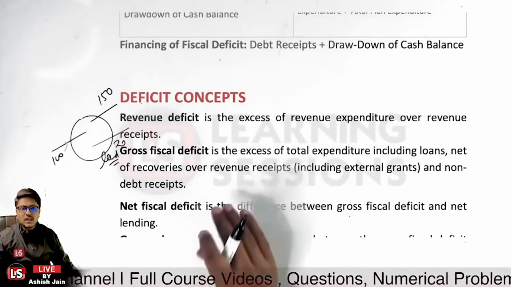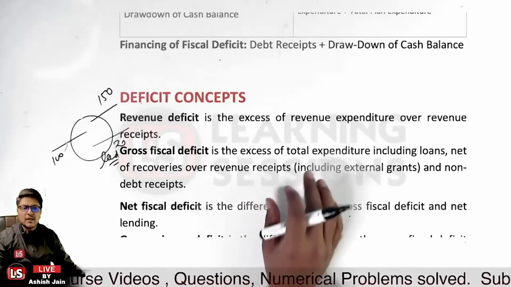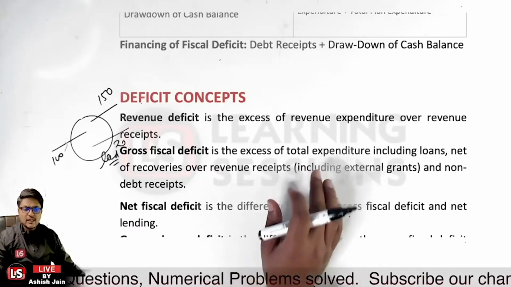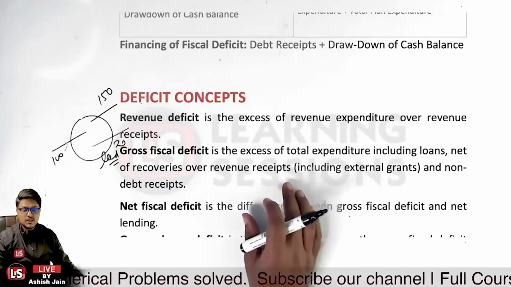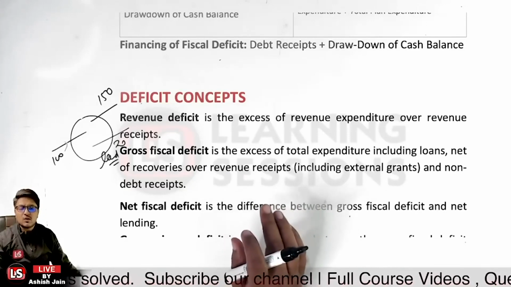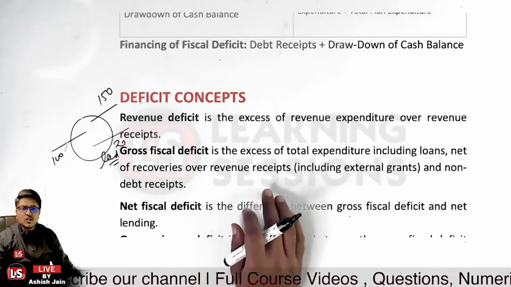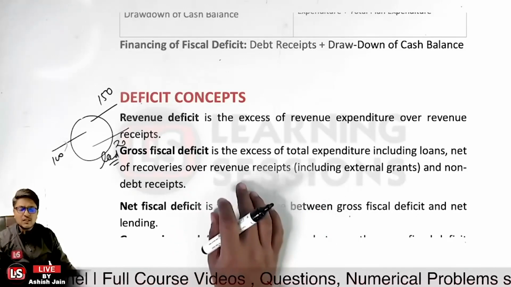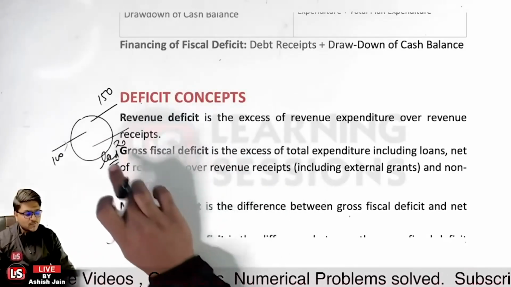Okay, and further you have receipts equal to 100 and you have spent 150 over here. In the case of the gross fiscal deficit, we are considering the total expenditure, including the loans, and net of recoveries, over the revenue receipts, whatsoever the external grants you have received, and whatsoever the non-debt receipts that you have received. When you subtract those from the total expenditure, that is the gross fiscal deficit.